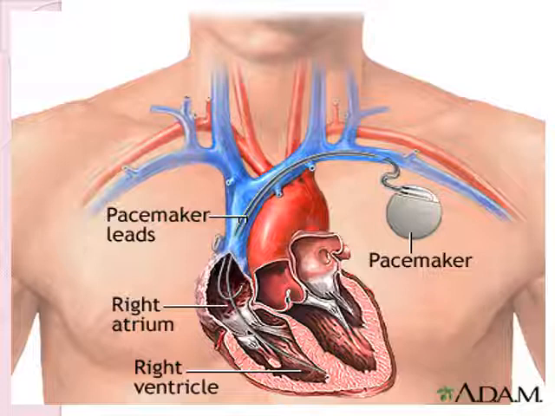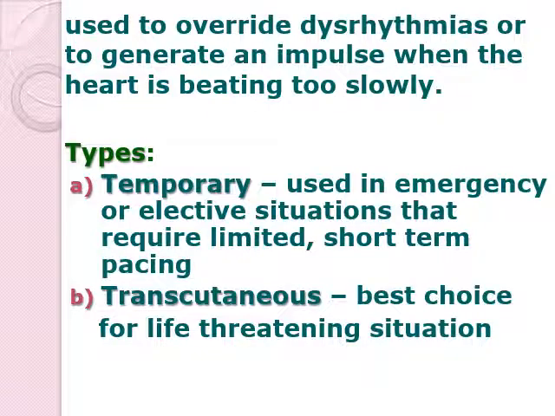So the purpose of which is to fire electrical impulses going towards your heart. Okay, so it is used to override dysrhythmias or to generate an impulse when the heart is beating too slowly. There are different types for this one. You have your temporary and then your transcutaneous.